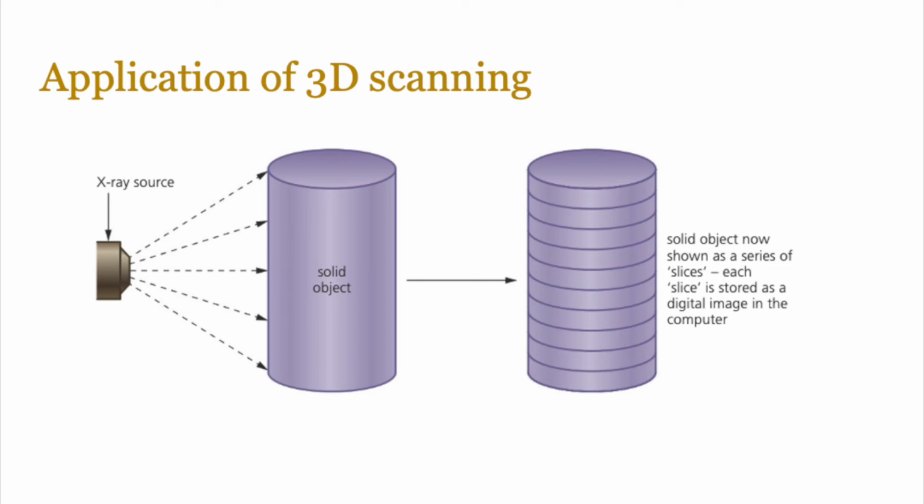So take a look at the image on screen. You normally have a light source or an X-ray source which scans through a solid object. The solid object now can be shown as a series of slices. Each slice is stored as a digital image in the computer. So you can basically see layers of the image being created.